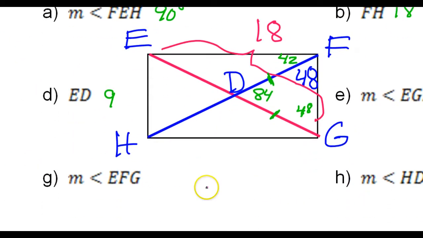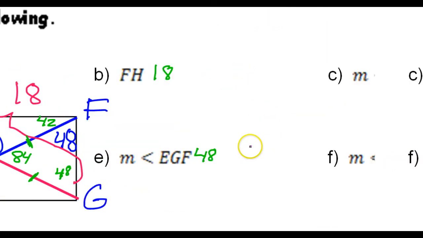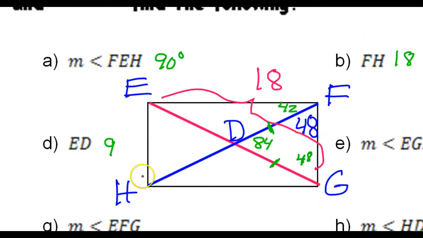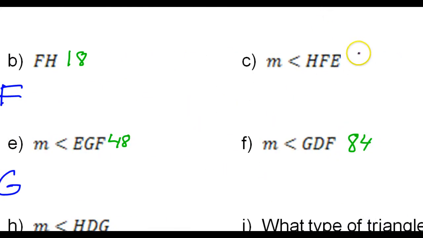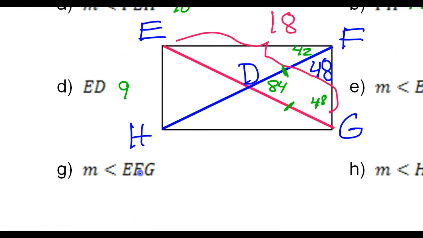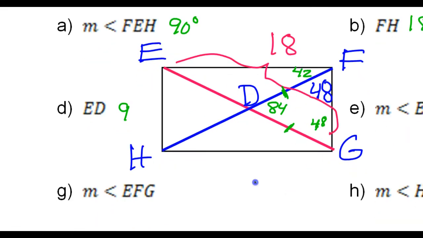Now for G, no, we actually did it, I just didn't write it down. HFE, let me remember what that was. That was the 42. I just forgot to write it down on the paper. And now G, the measure of angle EFG. EFG is another 90-degree angle. It's a full corner, E to F to G, so that's 90.